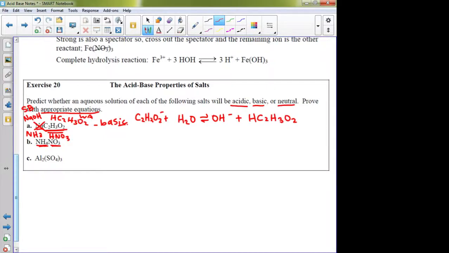Okay. Is ammonia a strong base or a weak base? Weak. Good job, Ty. And my nitric acid, my HNO3, is a strong acid. So, who wins? Strong. So what kind of solution is this going to be? Acidic.